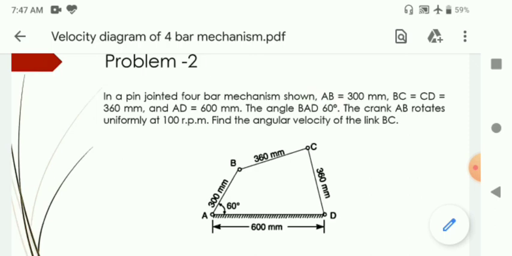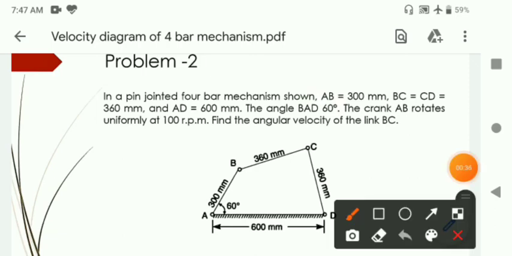The driving link is the link AB, which is the crank, and you have to find the angular velocity of the connecting rod, that is BC. The crank AB is rotating with a uniform angular velocity, that is 100 rpm.